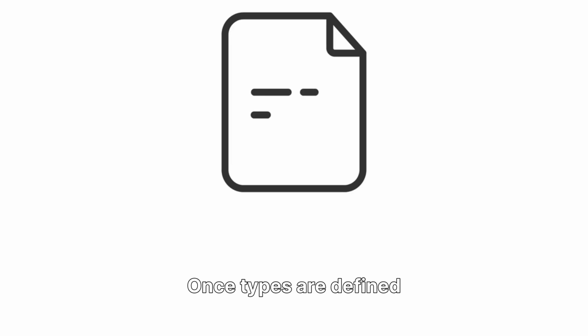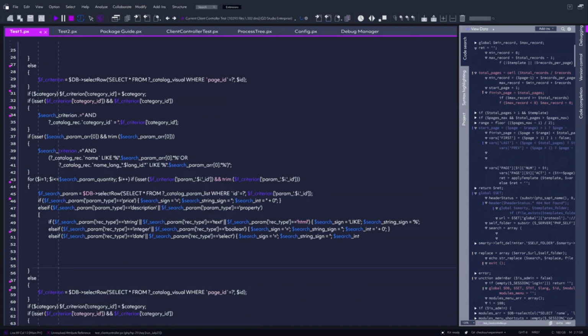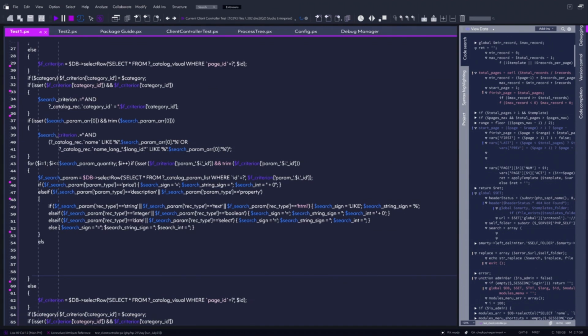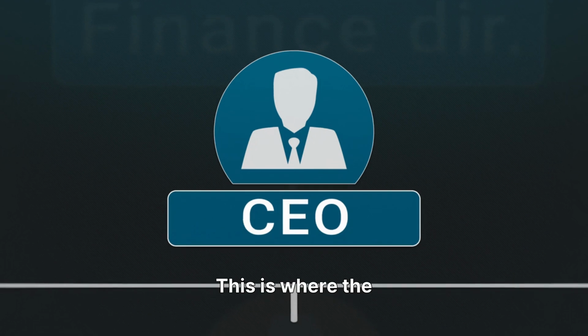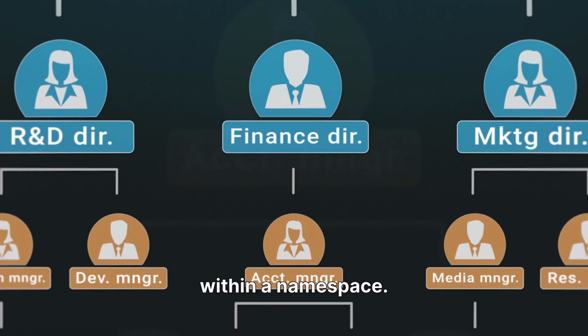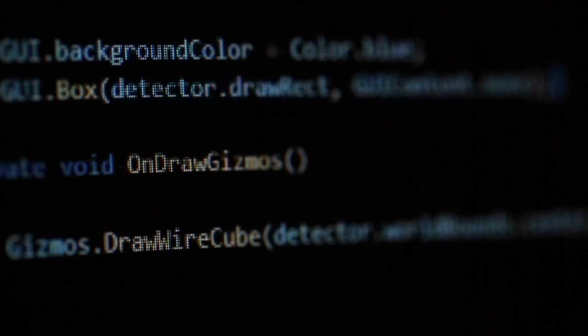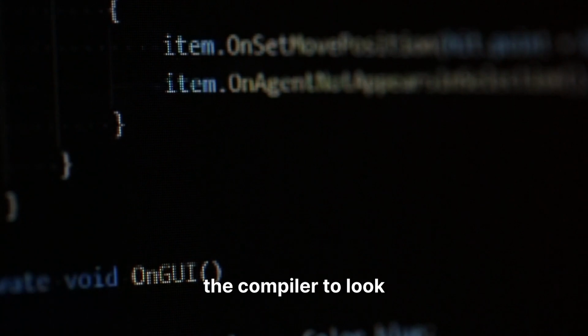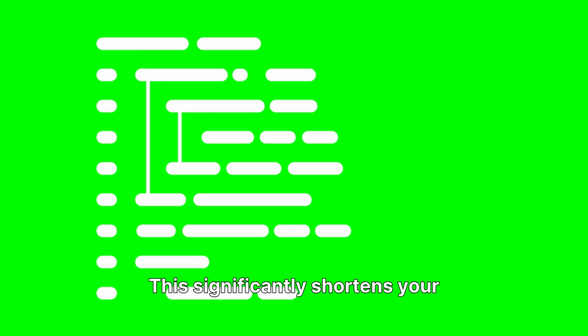Once types are defined within a namespace, you can access them using their fully qualified name. However, repeatedly typing long, fully qualified names can be cumbersome and reduce code readability. This is where the using directive comes in, simplifying access to types within a namespace. By adding using Company.Application.Data at the top of your file, you tell the compiler to look for types like User within that namespace. This significantly shortens your code and improves its clarity, making it much more pleasant to read and write.